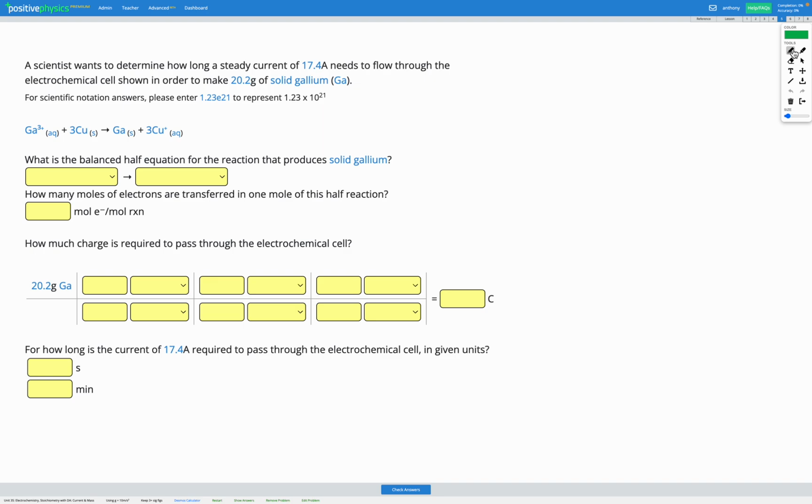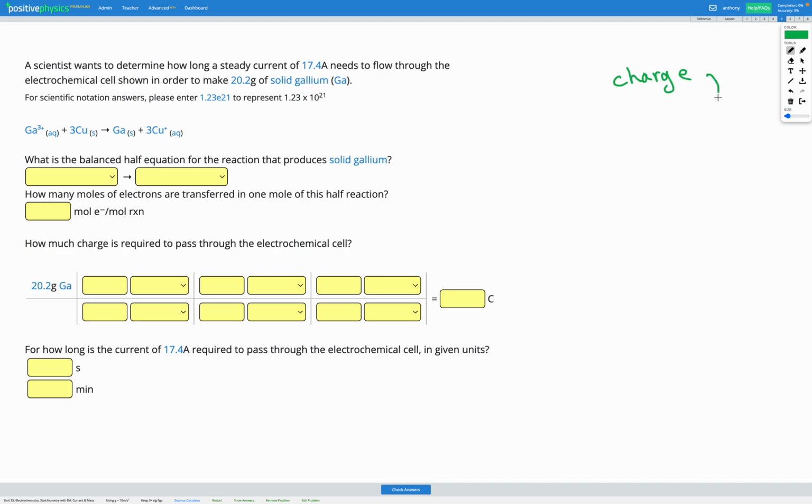In this skill, we're again going to be converting between the current, charge, and time passed through an electrochemical cell and the amount of a substance that's produced. This time we're going to be looking at the grams of a substance that's produced or the grams of a substance that's used up. So same as last time, we're going to be using charge.